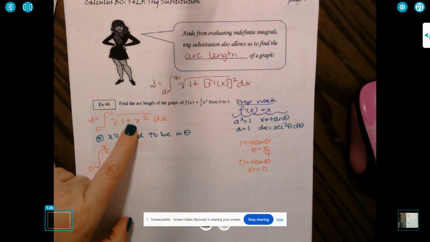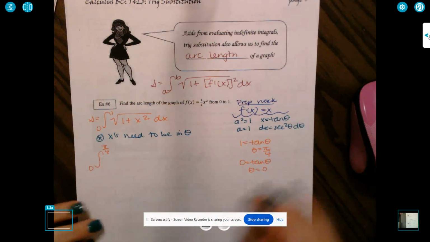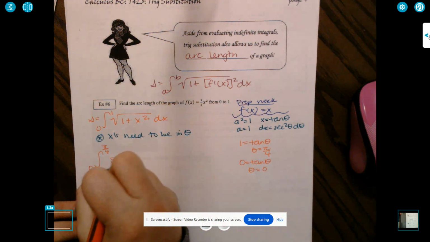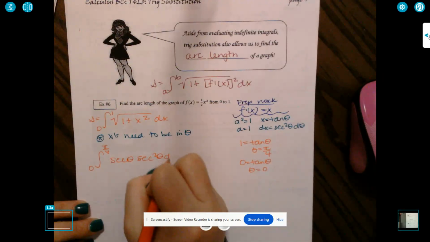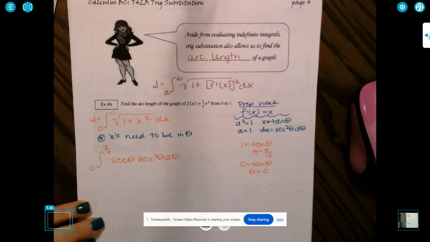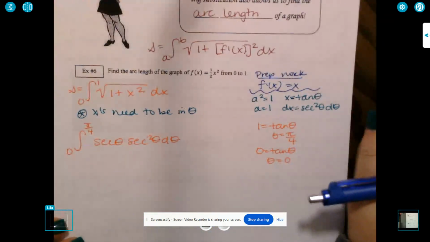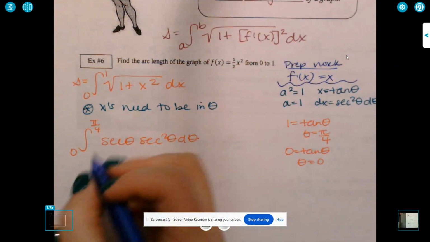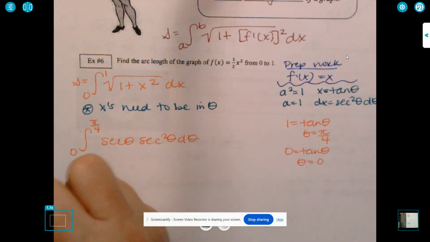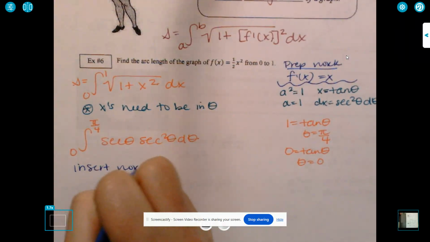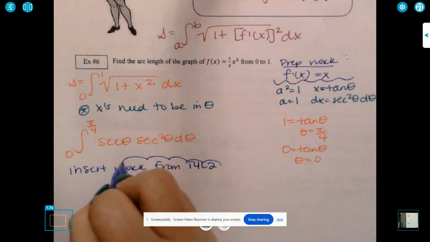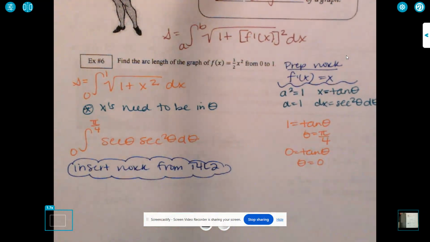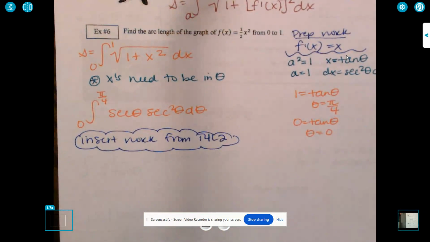All right, and then our square root of 1 plus x squared simplifies to secant theta. We talked about that from the flip book. And then our dx is secant squared theta d theta. All right, so this is what I'm saying. Let the magic happen. Do your work. Okay, so I'm just going to put a little note here to insert our work from T4L2. Okay, so that's where we turned all those trig identities, took the integral of all of those trig identities, and so forth. Okay, and then once you do that, we're going to get down to here.